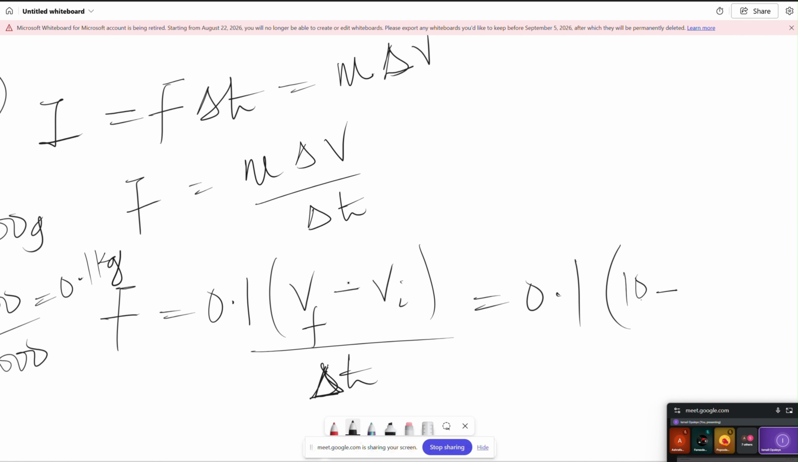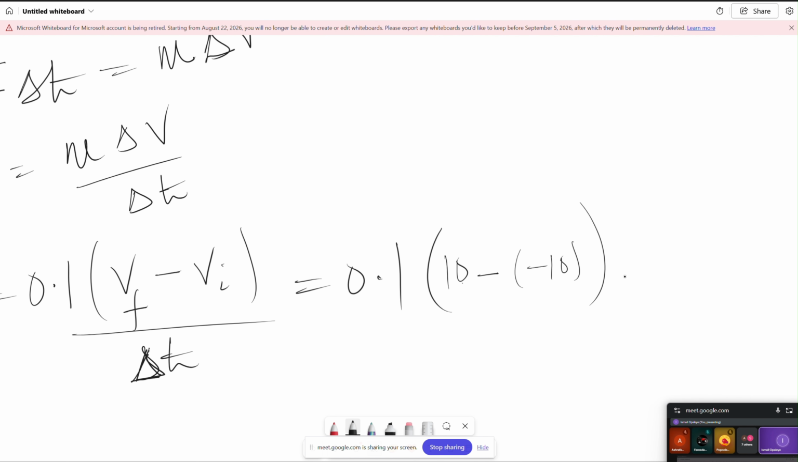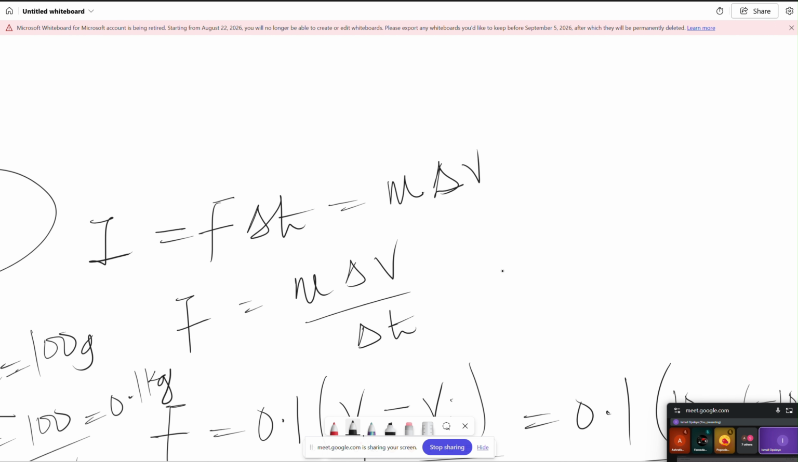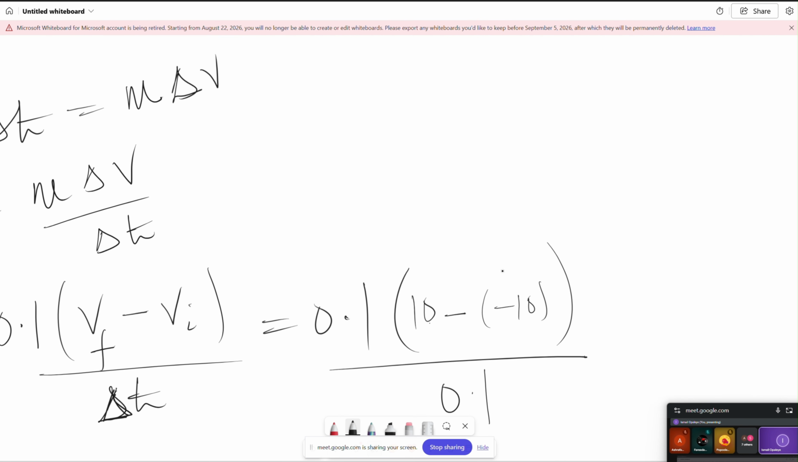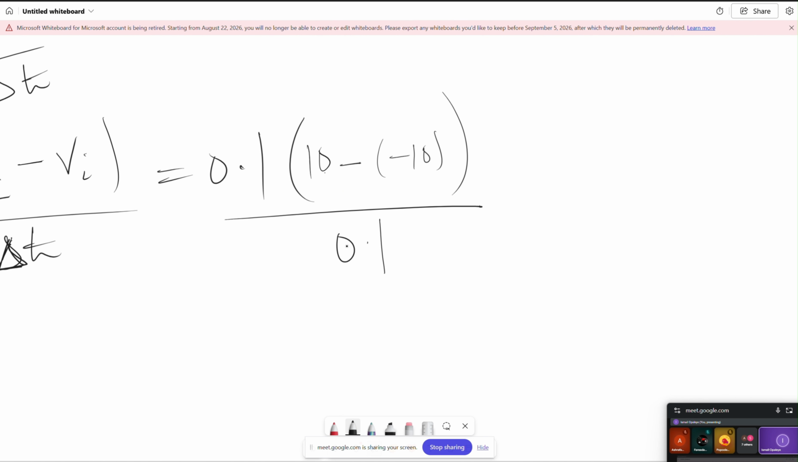Then the minus that is there, which is this one. Now the V initial is going to take another negative, minus 10, because that one is moving in the negative x axis, divided by your 0.1, which is the time. The time is of course 0.1 seconds. So from here, this can cancel out this, and then 10 plus 10, you have that to be 20 Newton.